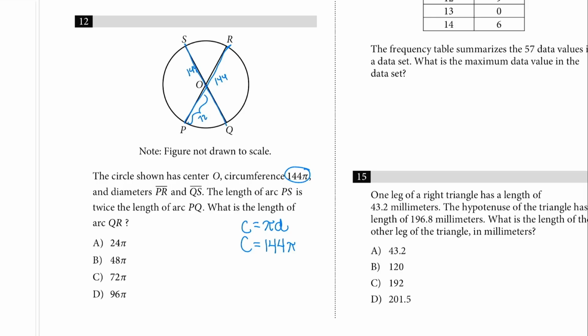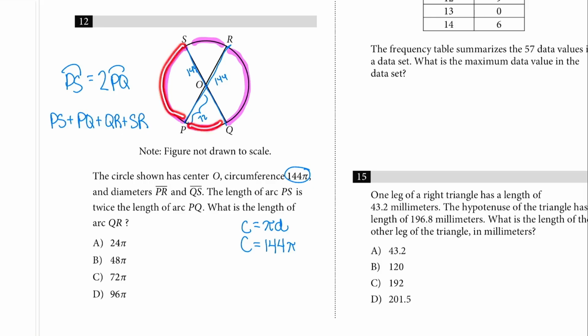That also means that half of that length is going to be 72. So we have the length of arc PS, and that's going to be twice the length of arc PQ. Now, we also know that the circumference is going to be all of our arc lengths added together. So it's going to be this one, plus this one, plus this one, plus this one. So let's write that out. We have PS, plus PQ, plus QR, plus RS. Now, since we have a diameter, we know that this is a half circle. So really what we could do is just take half and multiply it by 2. But we are just going to know that they are going to be the same.